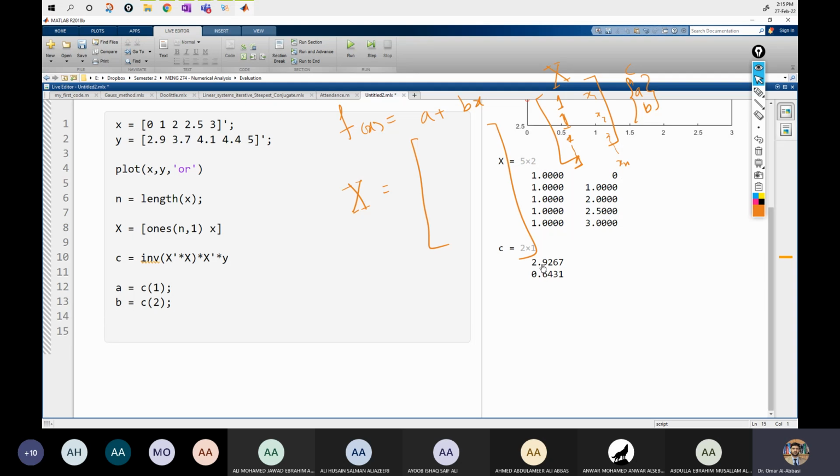Right. Let's define the function now. F is a function of x, and that function is given by A plus B times x, isn't it? Let me erase this part from the screen, guys. Okay.